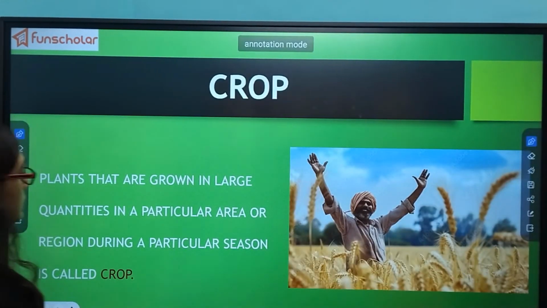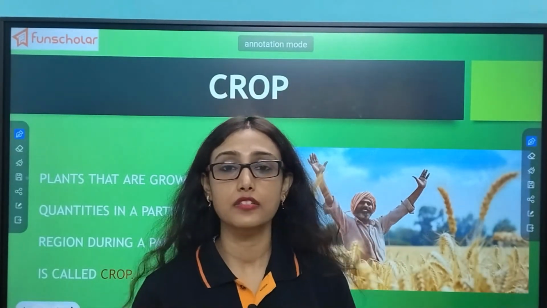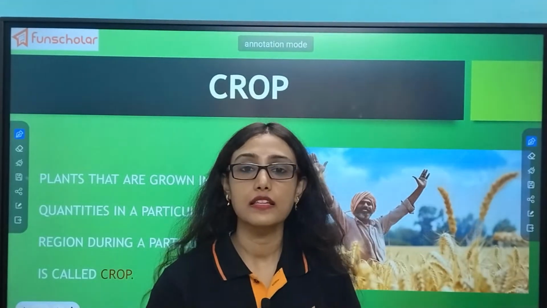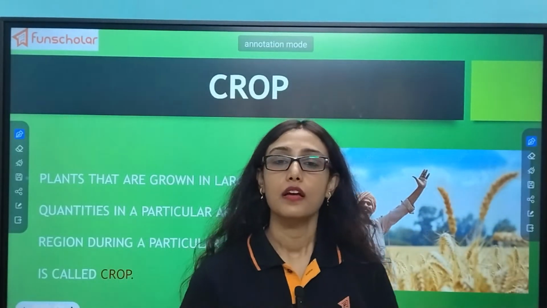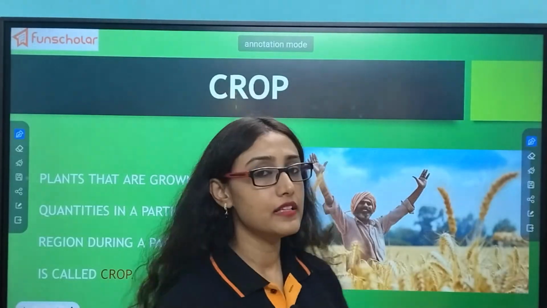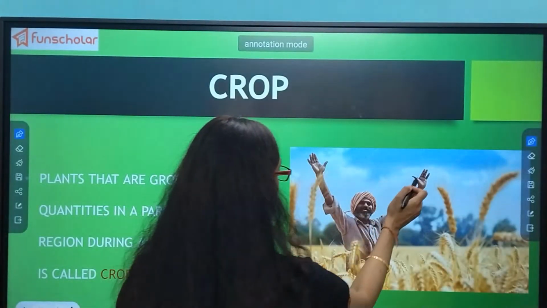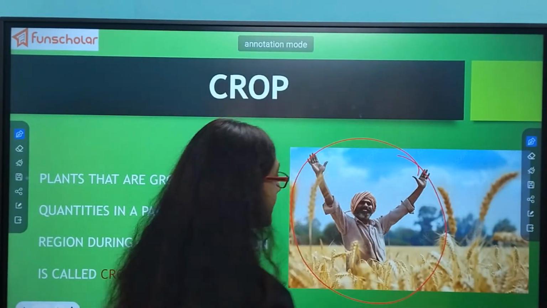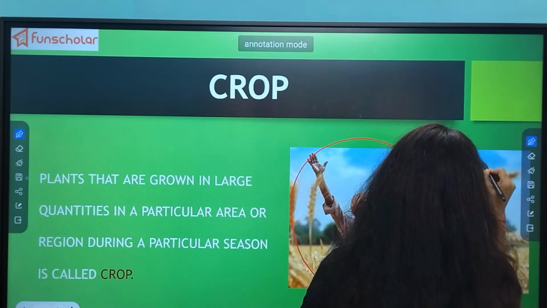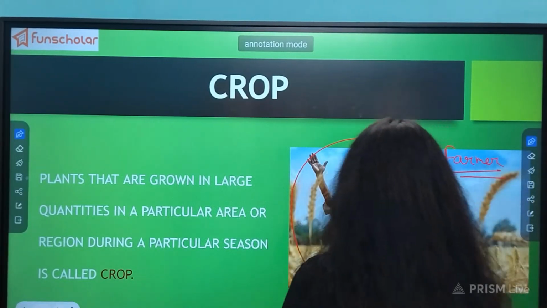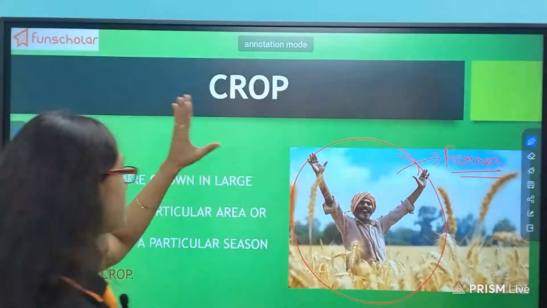Now what is a crop? Agriculture is the process. The plant that is grown in agriculture is called crop. What is the difference between crop and a simple plant? A simple plant grows by its own, okay? But agriculture is totally dependent on a human being, that is none but the farmers. The people who do agriculture are known as farmers. So crop is what? How is it different from plant?